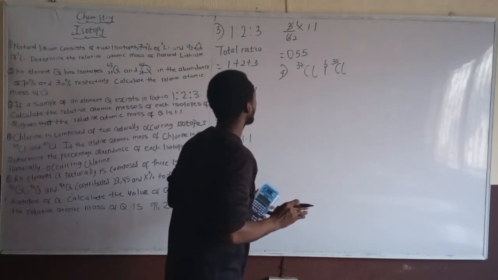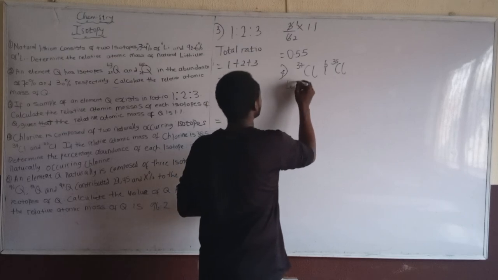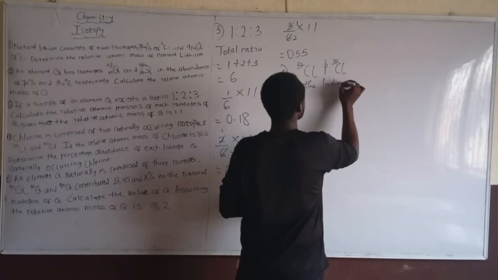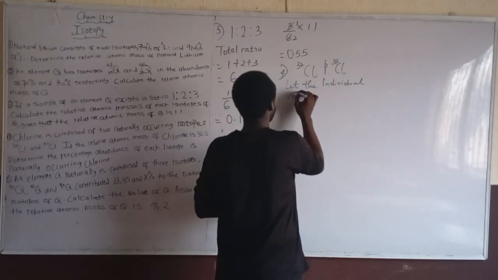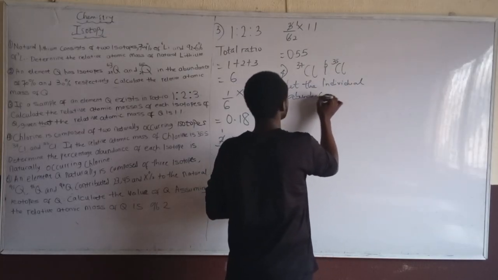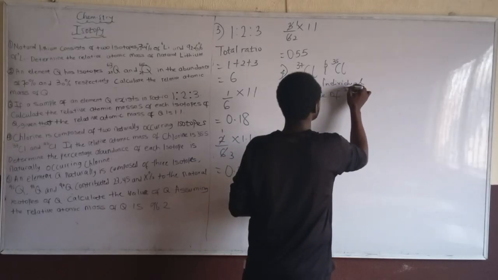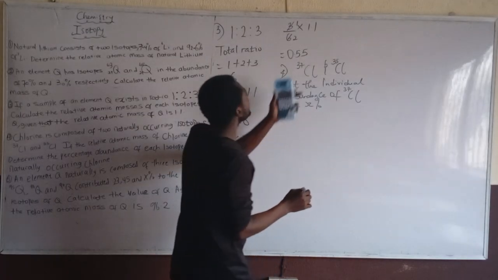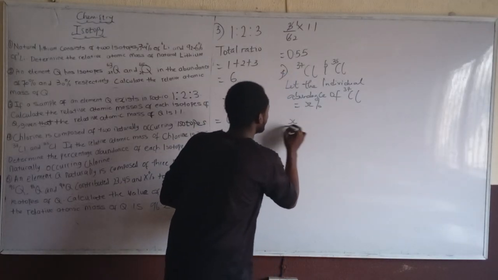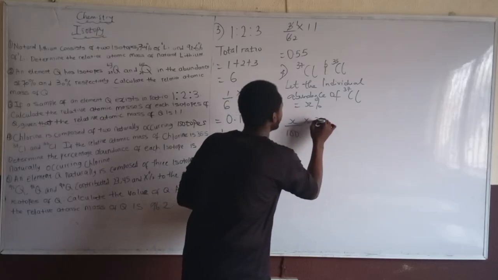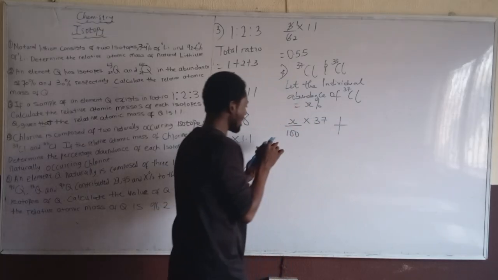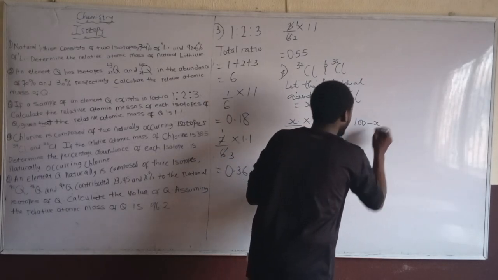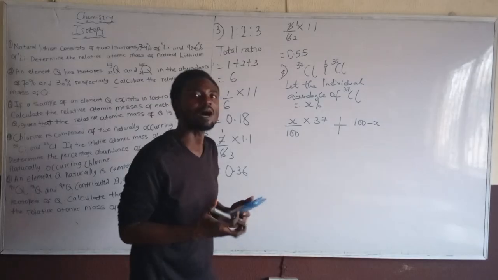So here, I'll say let the individual abundance of chlorine 37 equal X. That is X percent. So here is X divided by 100 times 37 plus, now if here is X, this place will be 100 minus X, because percentage is over 100.